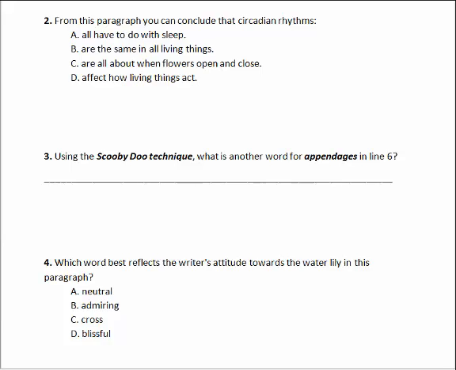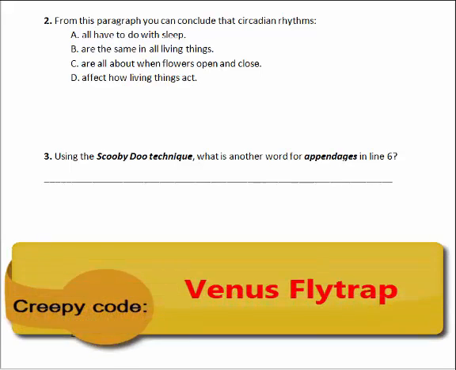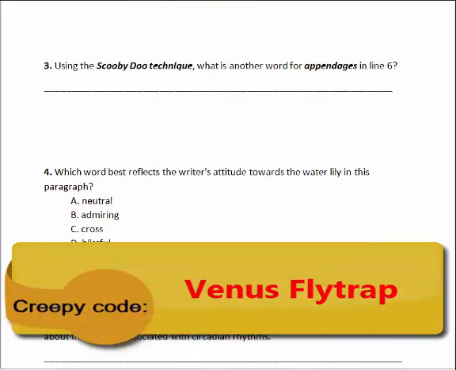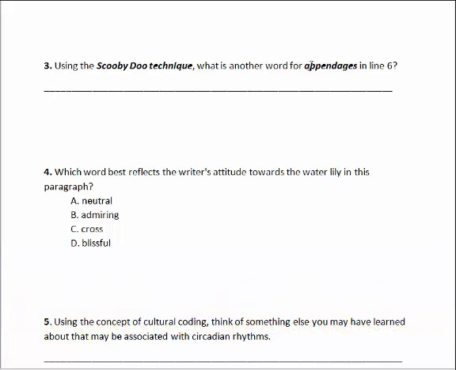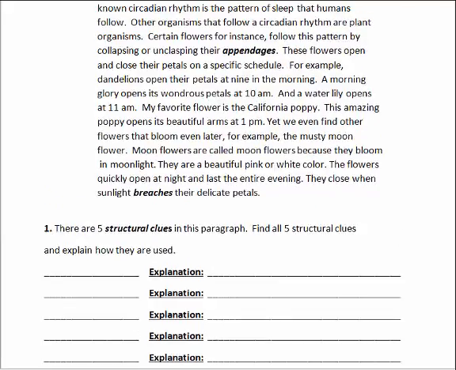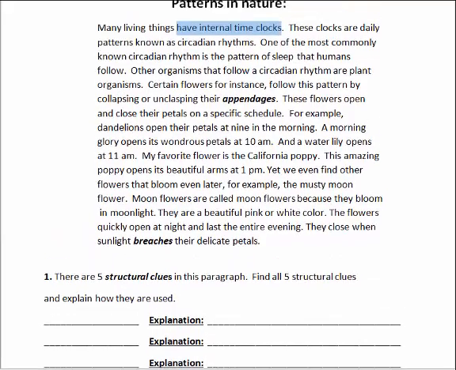Let's go ahead and take a look at problem number 3. Problem number 3 comes from lesson number 2, the Scooby-Doo rule. The Scooby-Doo rule or Scooby-Doo technique, what's another word for appendages? Let's go ahead and take a look at that on line 6. And what we want to do here, basically, kids, a good idea when you see the word, probably have a look at the sentence above, have a sentence below, and then start thinking about using the Scooby-Doo as well as good stinky rule. Certain flowers, for instance, have a pattern of opening and closing their appendages.